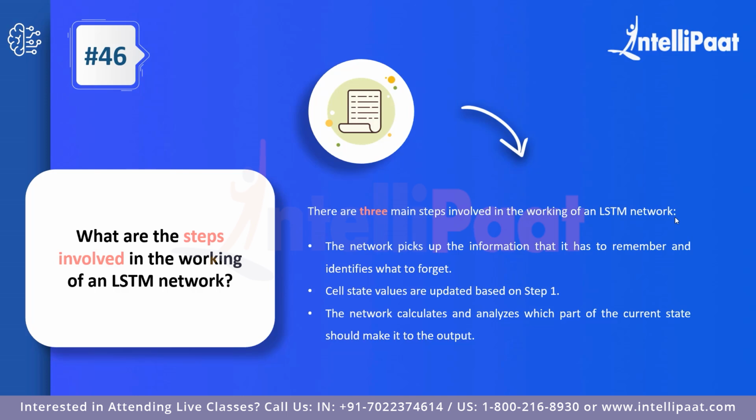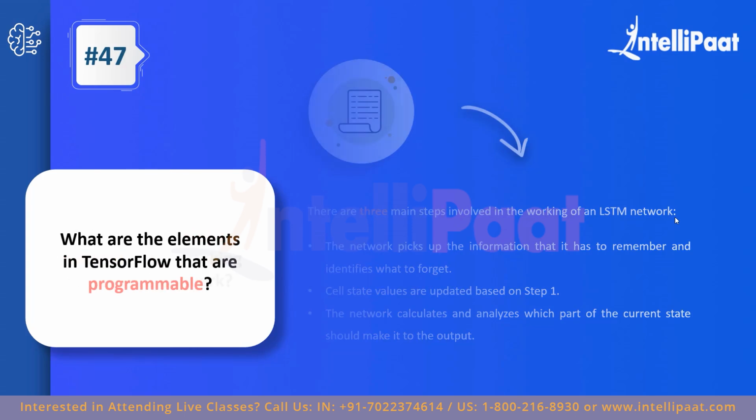So the most important step is step 3, but without step 1 and step 2, it is very difficult to directly move on to 3, because you will need to know what is vital and what is not. Then you have to update the cell state values based on that, and lastly you have to make sure your network analyzes and calculates which part of the current state should make it to the output and which part should not. So these are the 3 steps that are very vital in the working of an LSTM network.